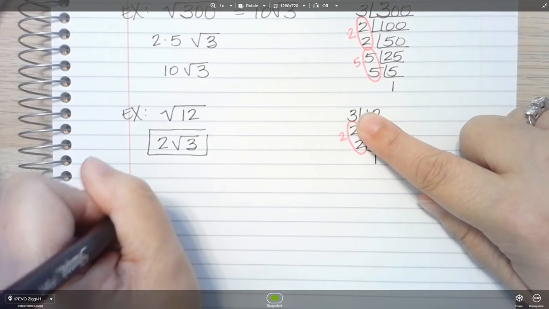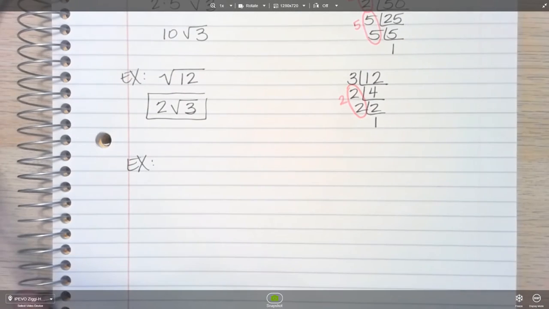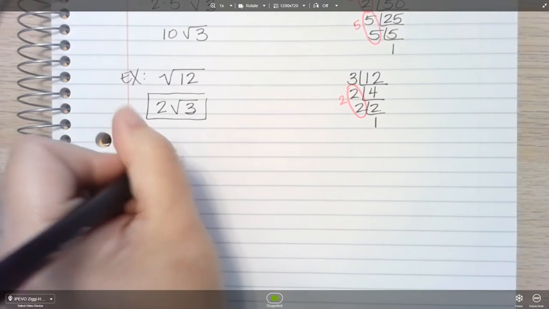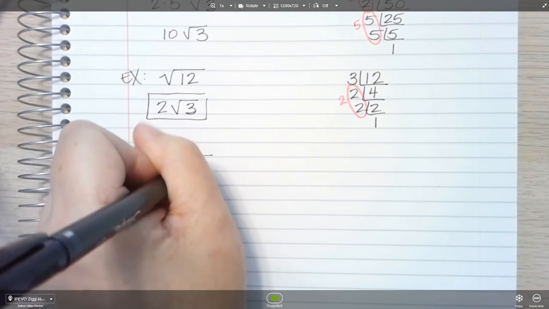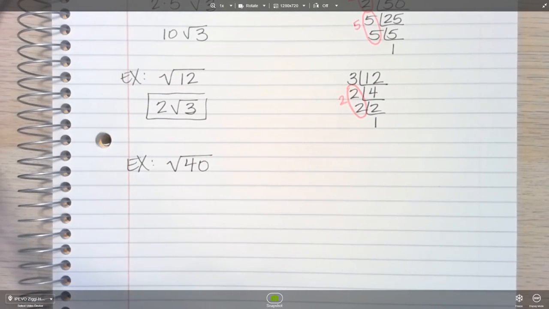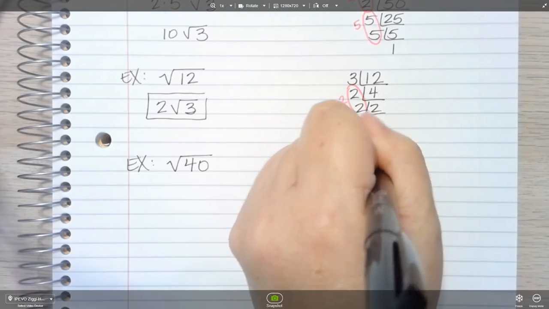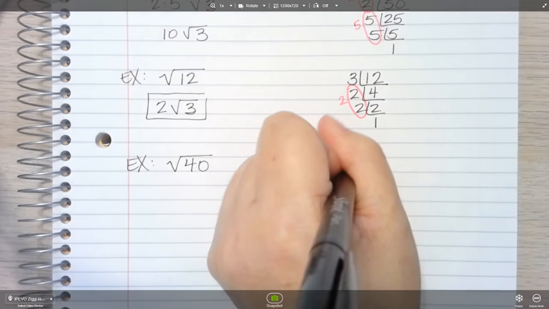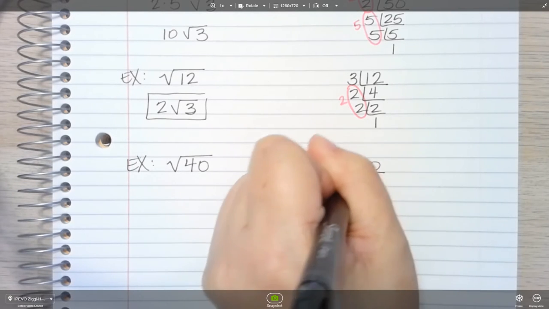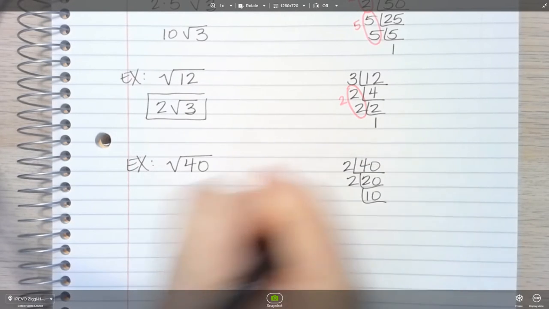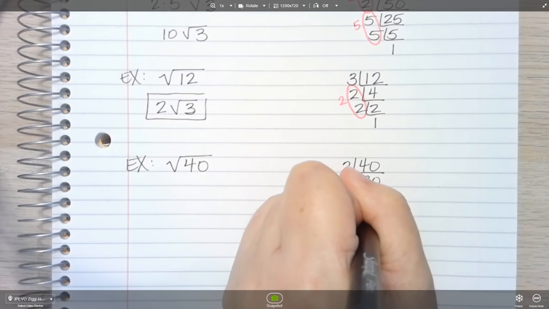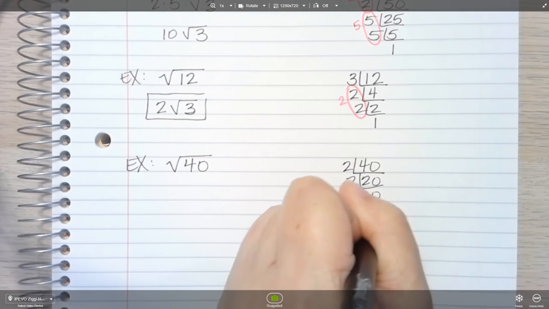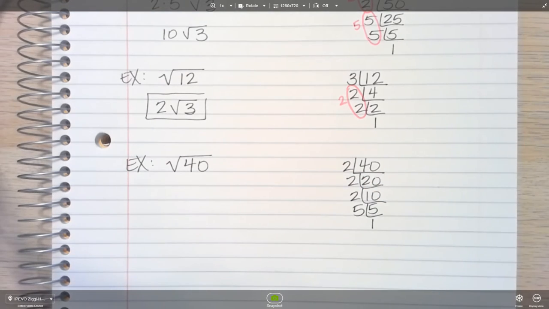Okay, let me try again. The more examples that I do, the better this gets. So I'm going to take the square root of 40. I'm going to run division. I'm going to divide by a prime number, so 2, I get 20. 2, I get 10. Divide by 2, I get 5. 5, I get 1.